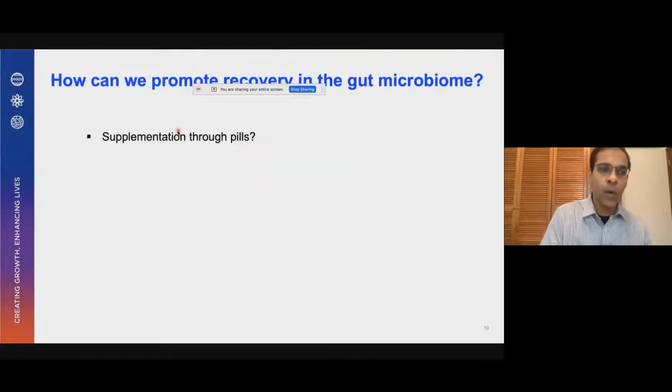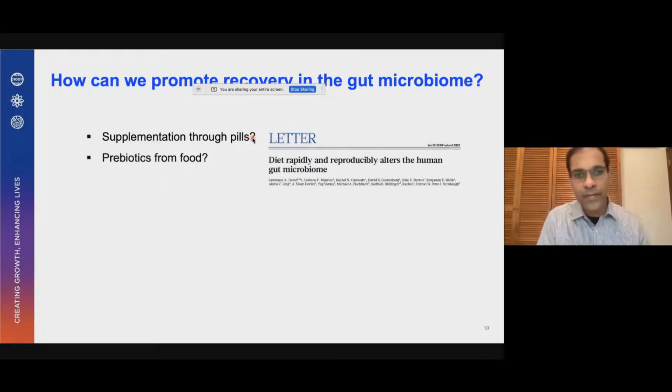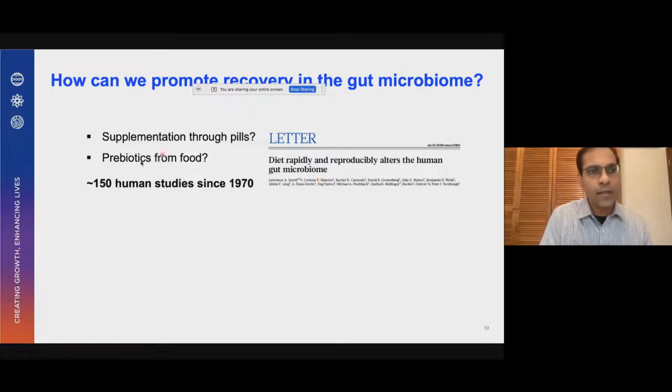And while we can imagine using pills, specifically maybe for Bacteroides thetaiotaomicron, which is obviously an obligate anaerobe and therefore hard to construct a pill for, we could also imagine feeding the specific bacteria that are important. And there's quite a lot of study, though still a bit of controversy on how diet alters the microbiome. And there's several hundred studies now since the 1970s which have studied this topic.